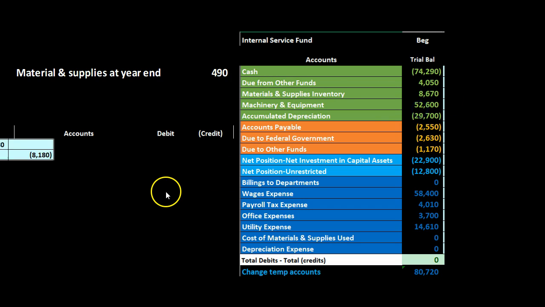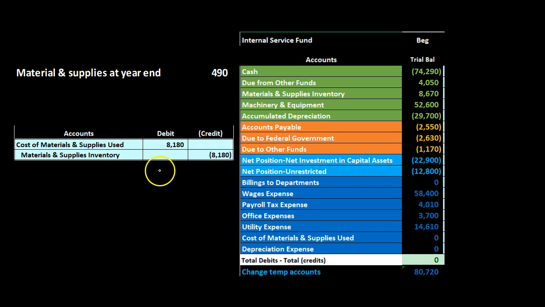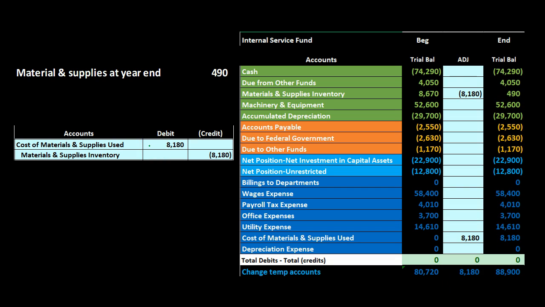So if we do that, that's going to be the transaction. We're going to credit the materials and supplies by that amount. We're going to debit the cost of materials and supplies, in essence, the expense related account. So if we record that, we're going to debit the expense related account. That's going to be increasing in the debit direction. Then we're going to be decreasing the supplies account down to the physical count of the 490.